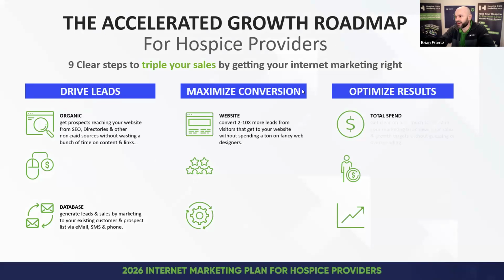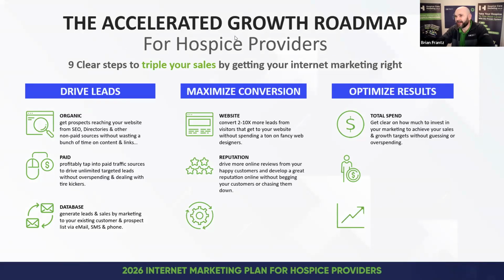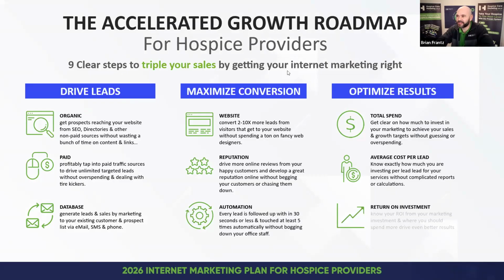So this is our accelerated growth map here for hospice provider, right? Driving leads, maximizing conversion, optimizing results. So you can expect next year we're going to be looking at each one of these areas, one by one, right? We'll look at your website, things you can do on and off your website to increase the effectiveness. We'll look at Google Ads specifically. We'll look at Google Maps, how to get ranked in the Google Maps, how to get ranked organically in your service area, right?